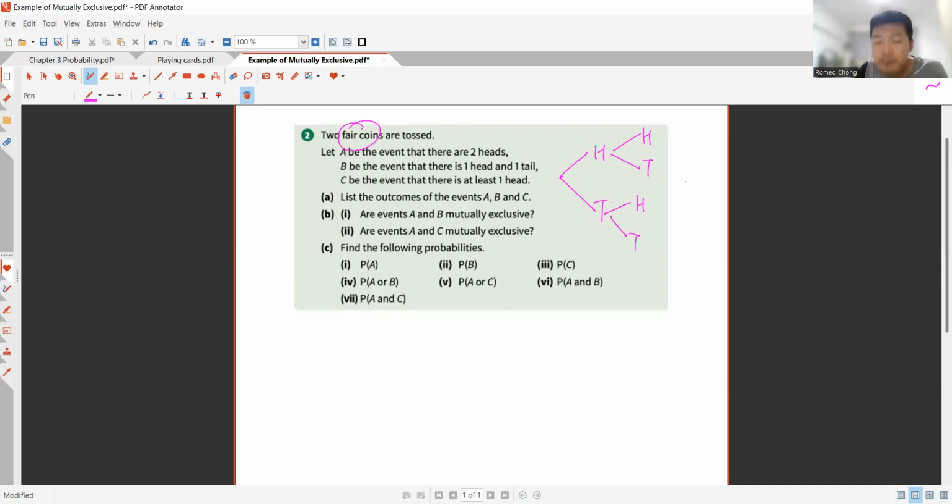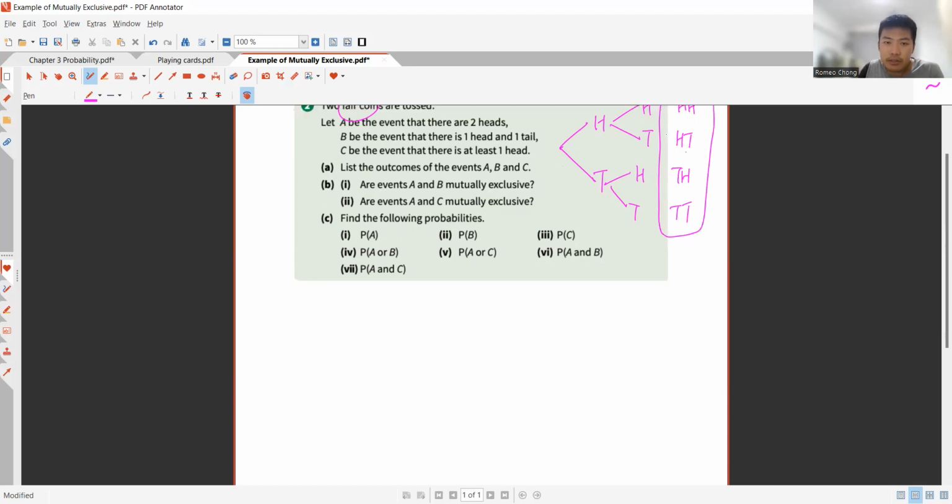You can't really see. Okay, then after that, if you toss the two coins at the same time, the possible outcomes that you will get are HH, HT, TH, and also TT. Okay, so now these are the possible outcomes. All these are possible outcomes.